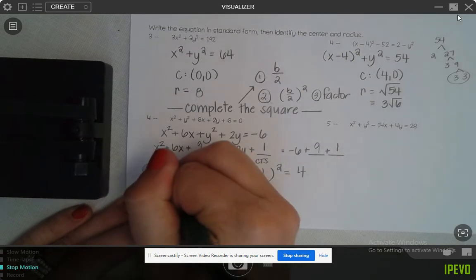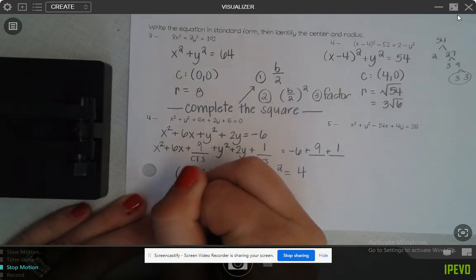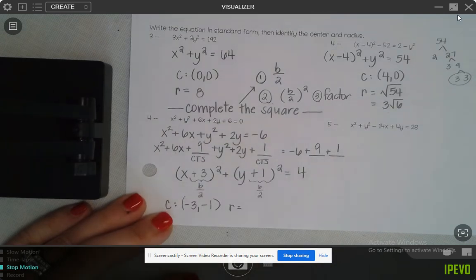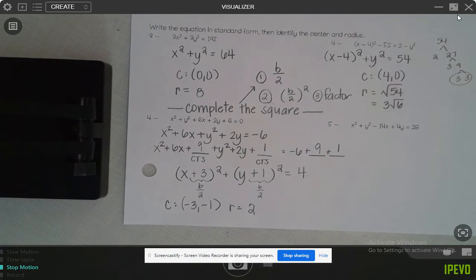So we need our center and we need our radius. What is our center? -3, -1. And our radius is 2. Do number 5, please, right now.